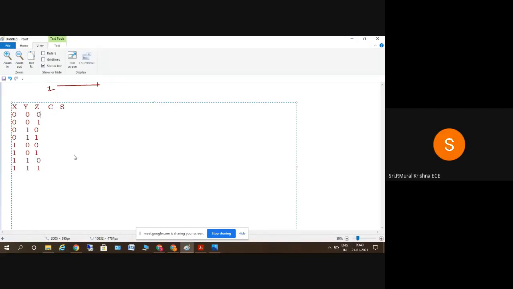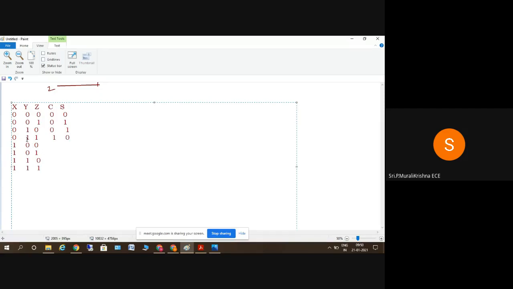And we have to write the sum and carry. So just add 3 bits here. 0 plus 0 plus 0 is 0, so sum is 0, carry is 0. For 0, 0, 1, carry is 0 and sum is 1. And 0, 1, 0, the same way: with a single 1, carry is always 0 and sum is 1. And 0, 1, 1: carry is 1, sum is 0.